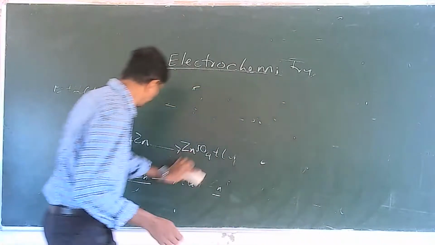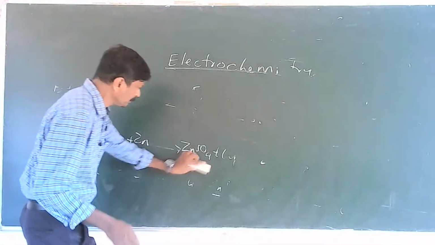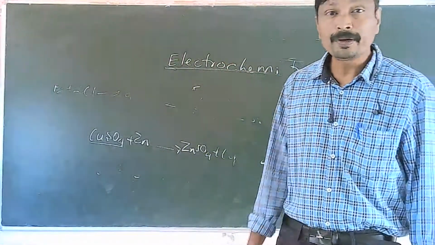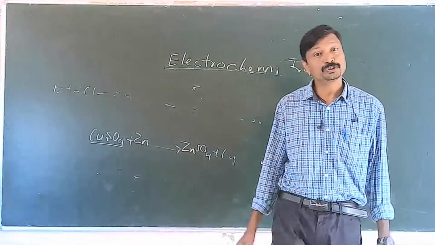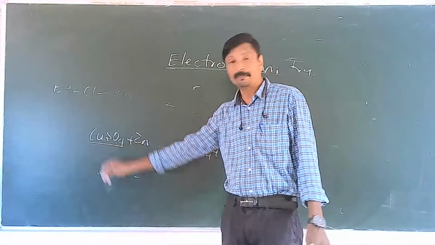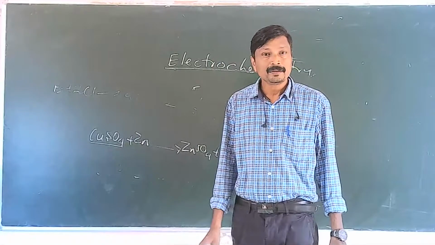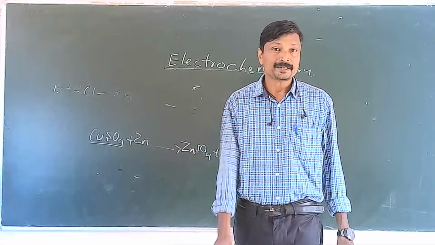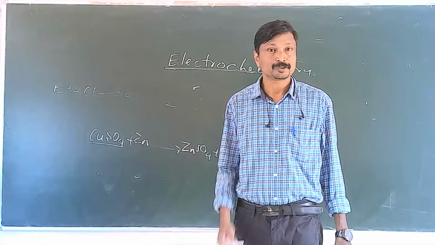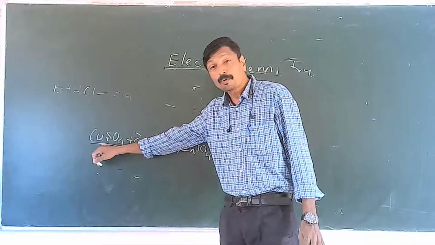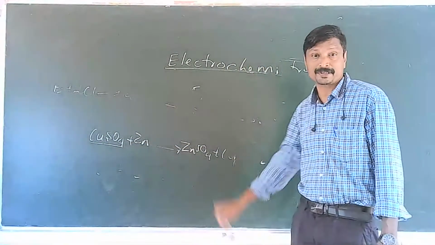You have come across two types of reactions: spontaneous and non-spontaneous redox reactions. Which is spontaneous? Suppose you have copper sulfate. If you add a zinc rod to copper sulfate, a reaction takes place spontaneously. This is called a spontaneous redox reaction.